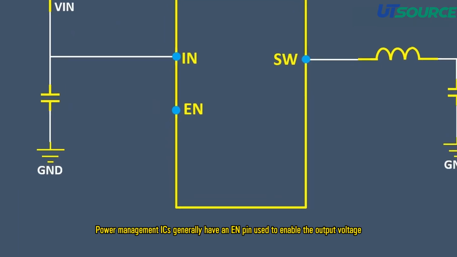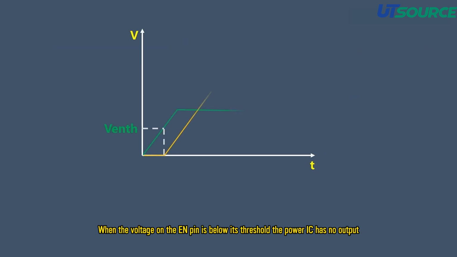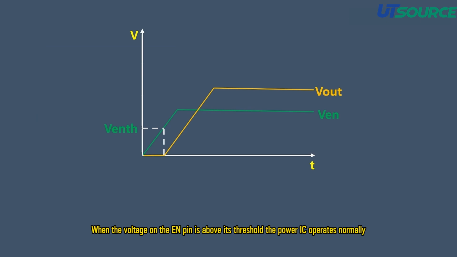Power management ICs generally have an EN pin used to enable the output voltage. When the voltage on the EN pin is below its threshold, the power IC has no output. When the voltage on the EN pin is above its threshold, the power IC operates normally.